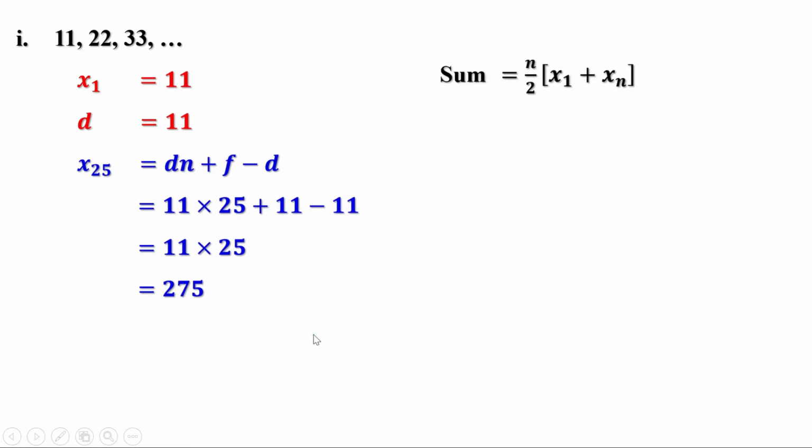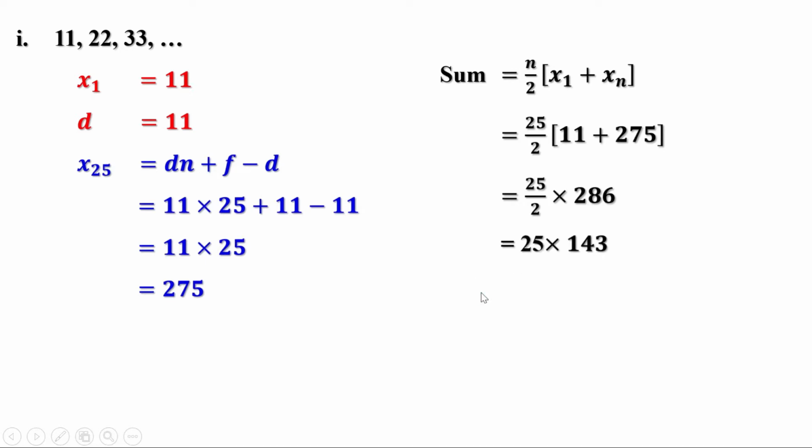Now let us find the sum. Sum is n by 2 into first term plus last term. So we can write 25 by 2 into 11 plus 275, that is 25 by 2 into 286. 2 and 286 can be simplified and we can write 25 into 143. Multiplying, we get 3575. That is, the sum of 25 terms of this sequence is 3575.